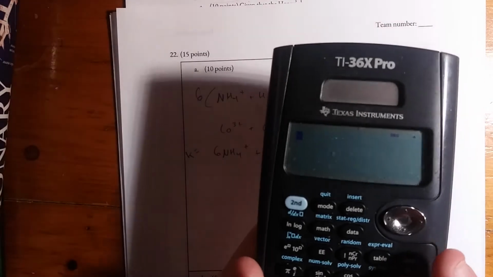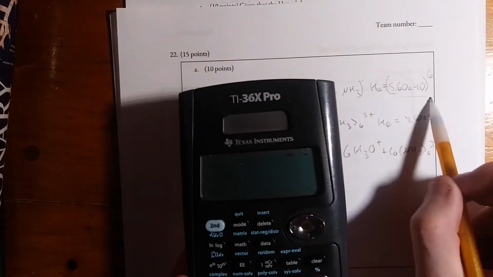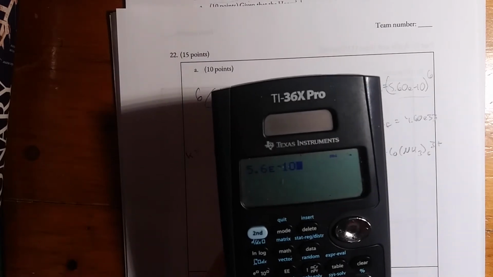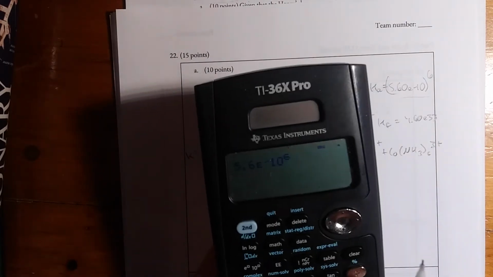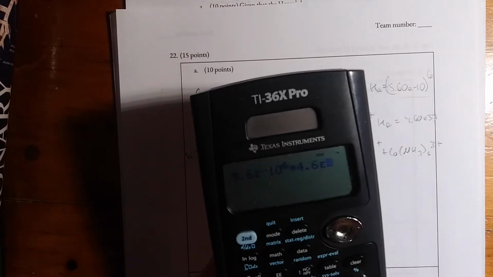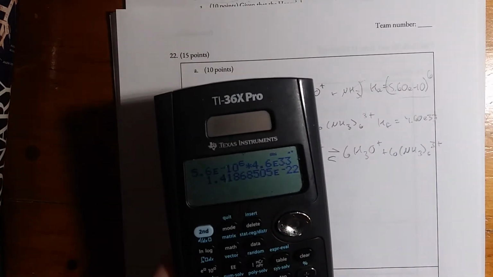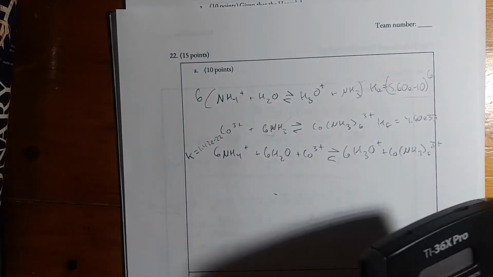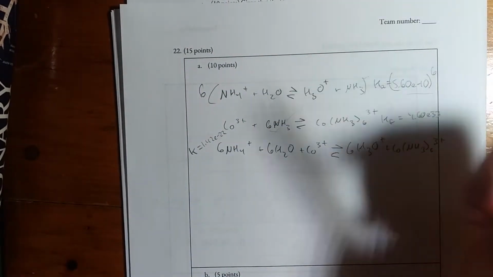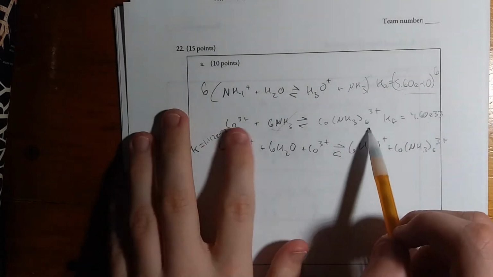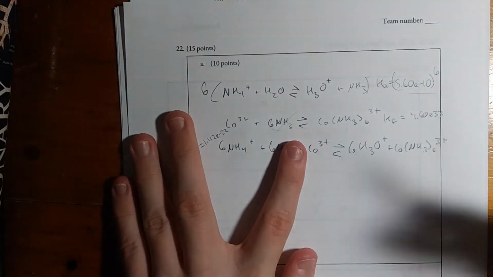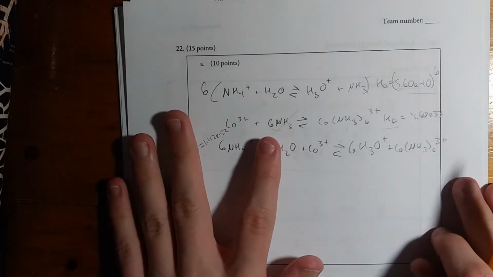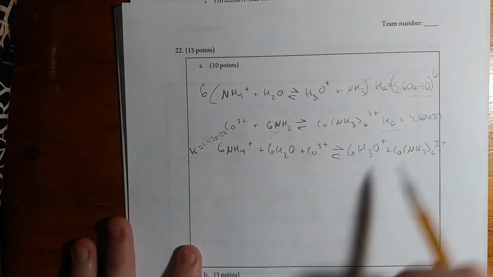I'll hold it up here so you can see it better. This to the 6th times this, right? So it's going to be 5.6 E negative 10 to the 6th times 4.6 E33. So 1.42 E negative 22. That's a very small K, so not much of this stuff is going to dissociate. And remember, if I had wanted to flip this equation, or divide the equations in some way, subtract them in some way, I would have had to divide the K's from each other. Go back to week 5, I think it is, where we go over multiplying those.